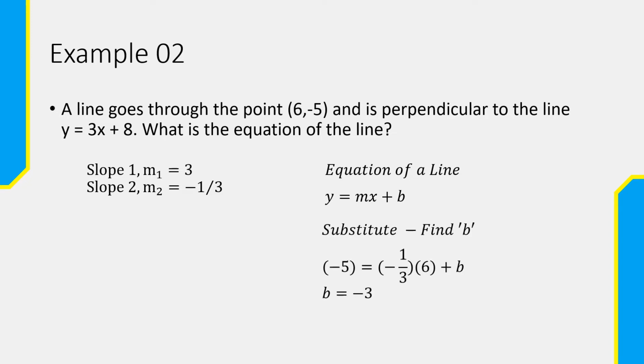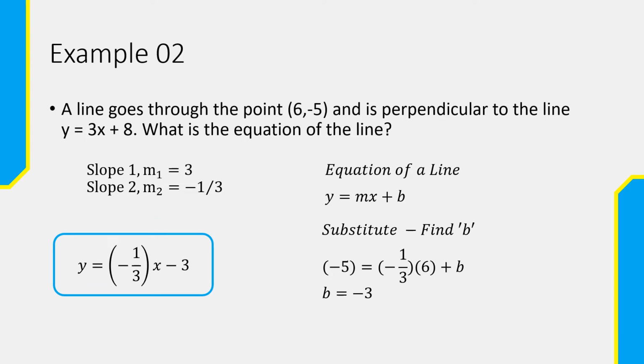By utilizing the equation of a line as shown previously, we are going to use this equation to find the variable b, which is the y-intercept. The values that we will be utilizing are the coordinates (6, -5) for the x and y values, as well as the perpendicular slope we just determined to be -1/3 for the m value. This allows us to calculate the y-intercept, or variable b, to be a value of -3.